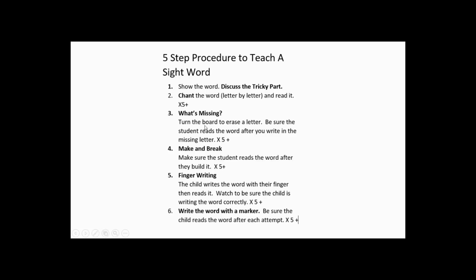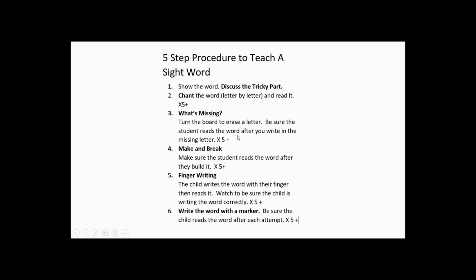The next step is a procedure called "what's missing." You're going to write the word on a whiteboard, and then you're going to turn the board so the student can't see it and erase one of the letters. The student will then tell you which letter has been erased. You will write that back in so the student can see it, and then have them read the word. You'll repeat this procedure, turning the board and erasing some more letters, about 5 times.